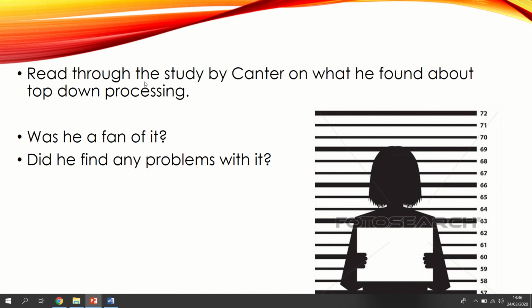So what I'd like you to do is have a read through the study by Canter and what he found about top-down processing. This is on page 72. Was he a fan of it? Did he like the top-down process? Did he find any problems with it? What Canter decided to do then was to come up with a British version of offender profiling, which is the bottom-up process, which we will be going through once you've paused this video and read through that study and answered these 2 questions somewhere in your booklets. You can put it at the bottom of page 73, there's a little bit of space there. So pause and read through the study. Was he a fan of top-down processing? Did he find any problems with it? And then we'll move on.